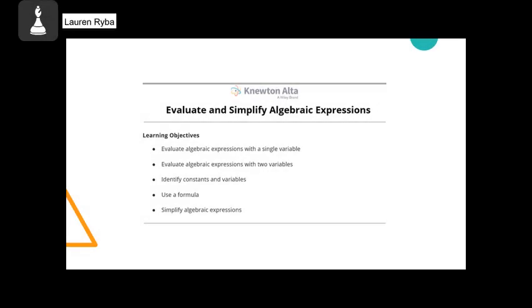The next group of problems is going to work on evaluating and simplifying algebraic expressions with one variable, two variables, talking about constants, variables, being able to use a formula, and simplifying.